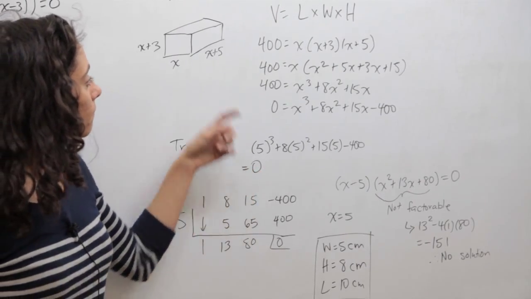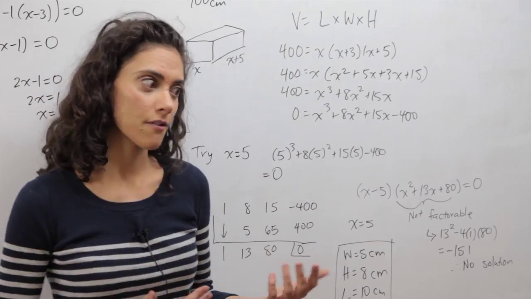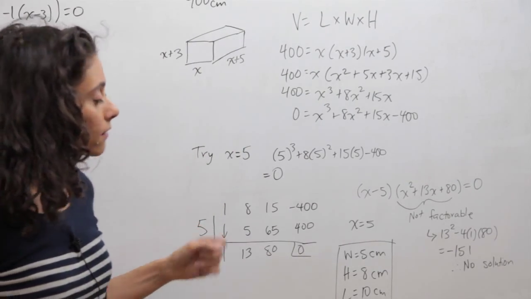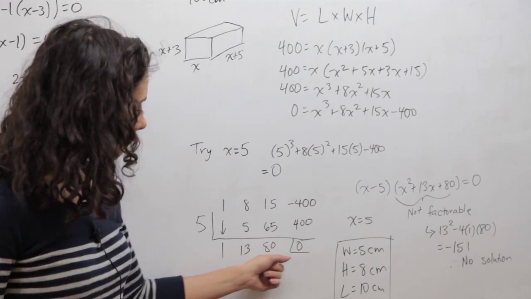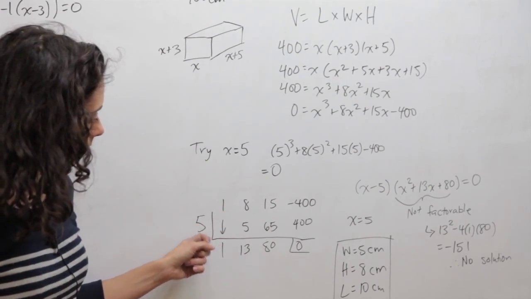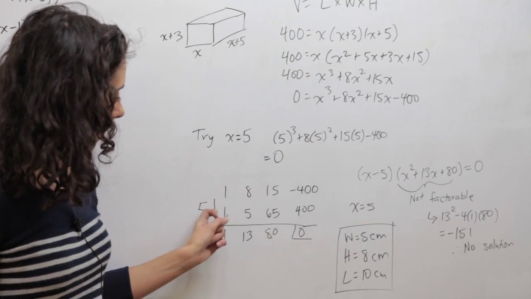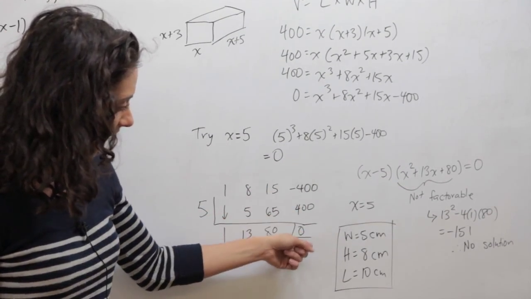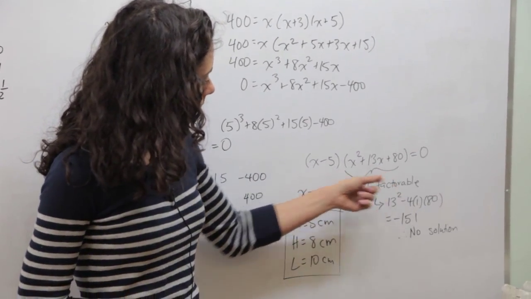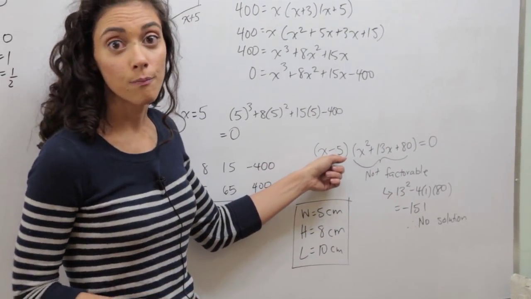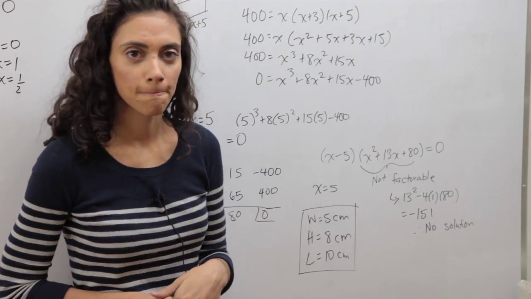But we're not done yet. 5 works, but there may very well be another answer, so we have to keep going and find the other factors. Once again, long or synthetic division will give you the other quadratic factor. Bring it down, multiply, add, multiply, add, multiply, add, remainder 0, we're good. And we're here. This is the one I found through trial and error, the factor theorem, and this is the one I found through synthetic division.